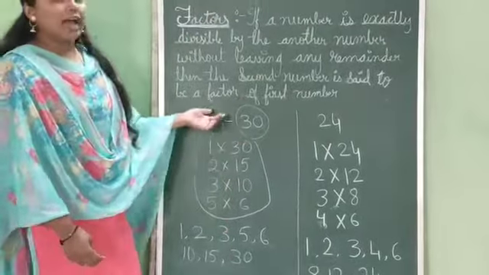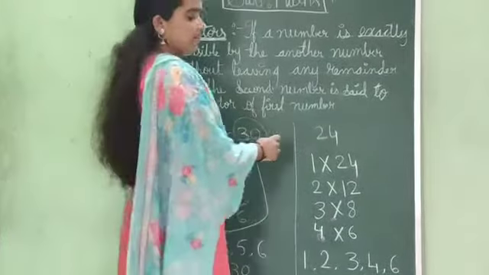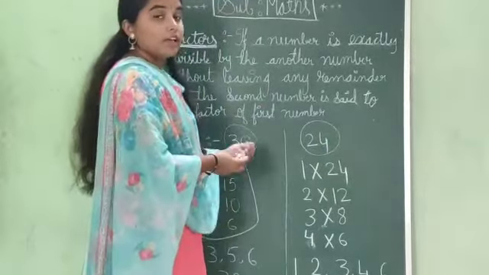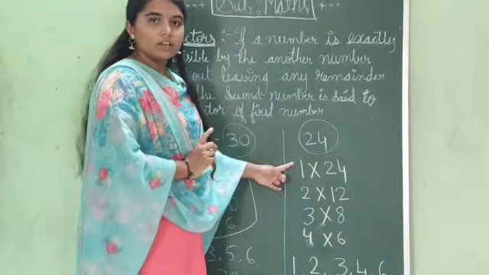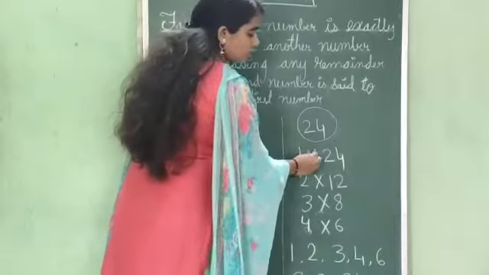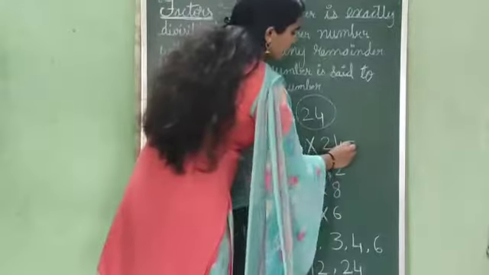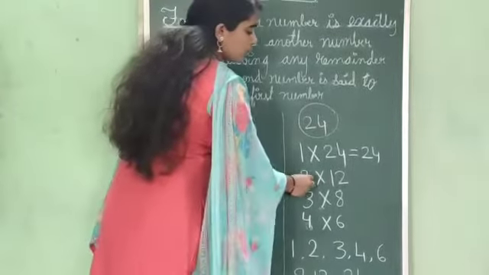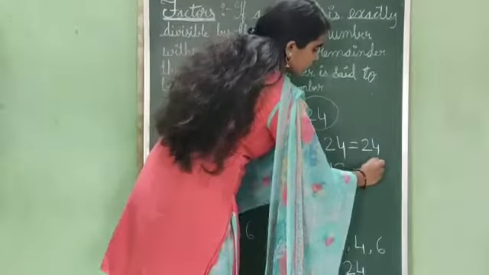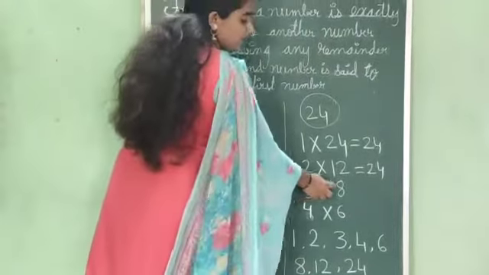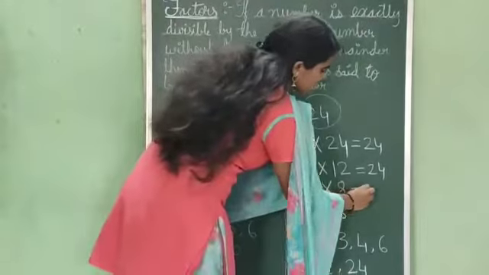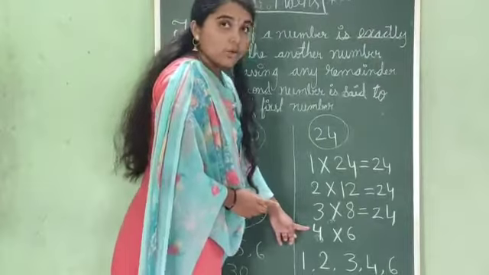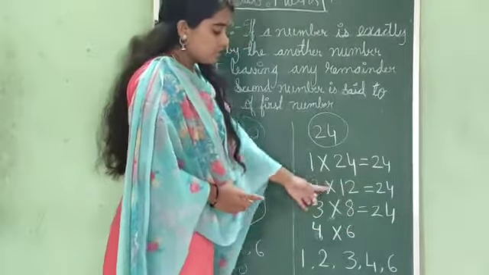Like this only, I have taken one more example, 24. It also starts from 1. You should start from 1. So 1 into 24 is 24. If you have doubt, I will write here. 1 into 24 is 24. Then 2 12s are how much? It is also 24. Then 3 8s are 24. So like this only you should do for this also. 4 6s are 24. Like this you should write.